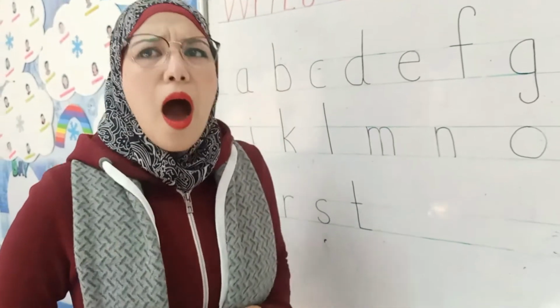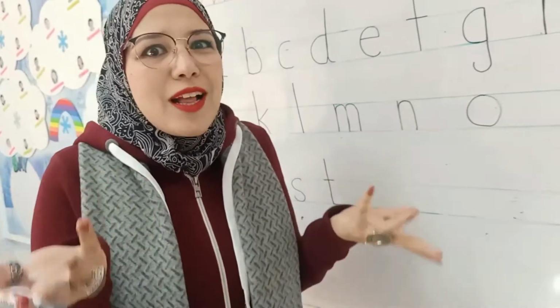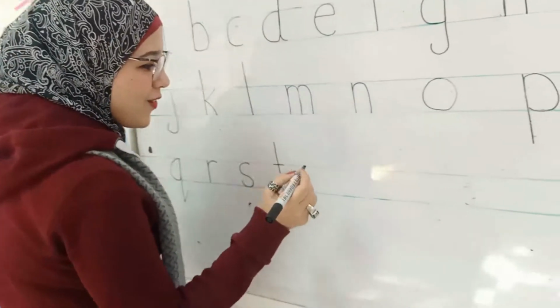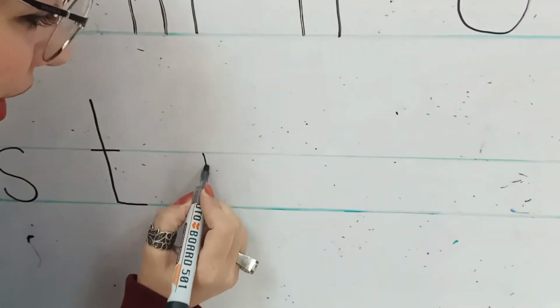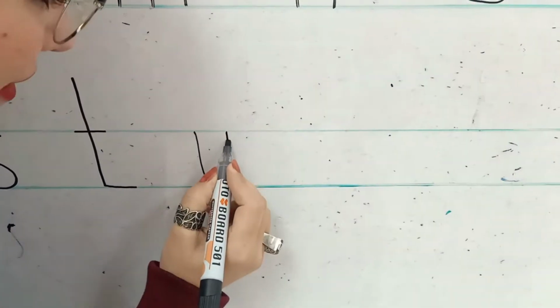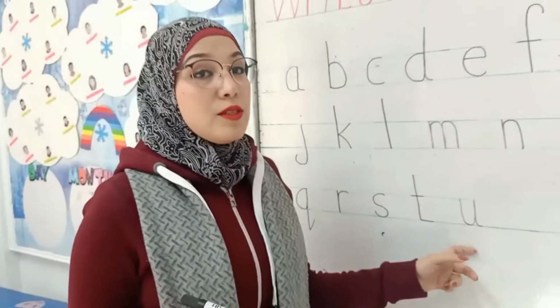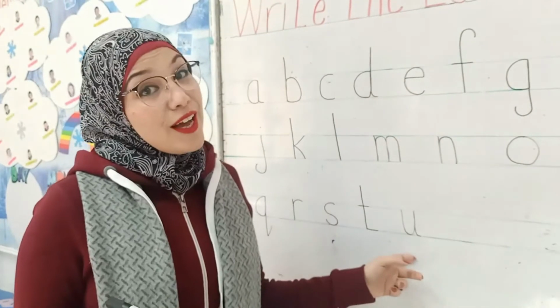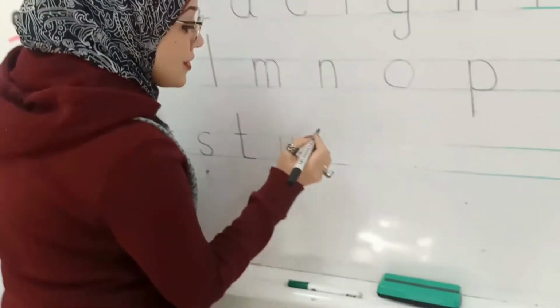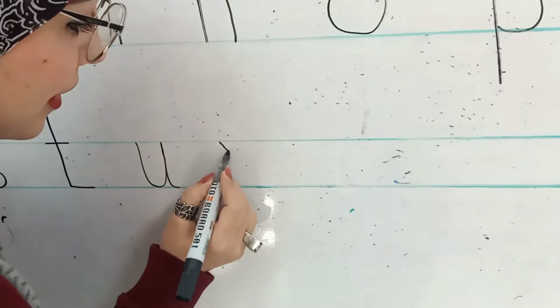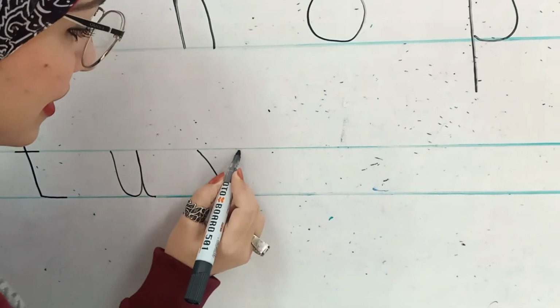After letter T comes U. How to write letter U? Super KG1. Starting point, a cup and down in a tail. After U comes V. How to write letter V? Starting point, down in a slash, up in a slash.